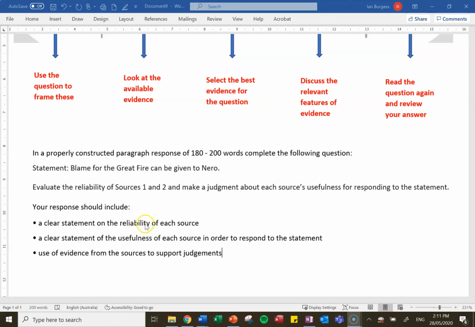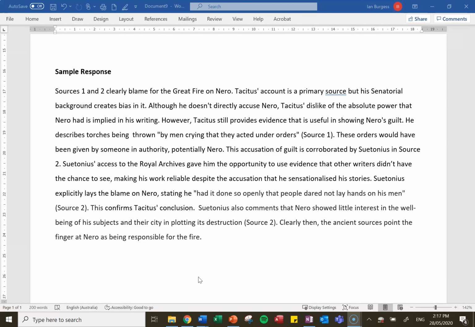Alternatively, you might want to talk about reliability first to say, well, it is worth devoting time and utilising evidence from these sources, and this is how we can make use of it to prove our statement. Either way is fine, but we need to ensure that we're doing both, discussing reliability and usefulness, and we're using evidence directly from the sources, both source 1 and source 2. All right, so here we have a sample response.